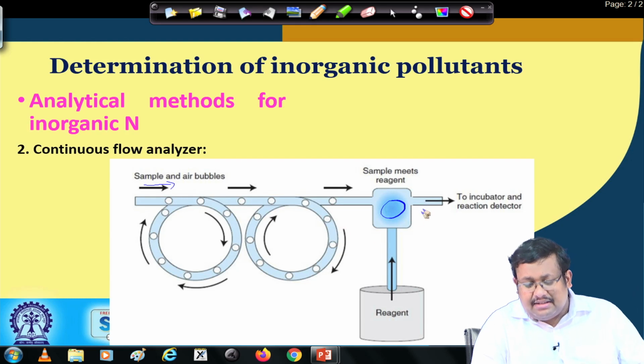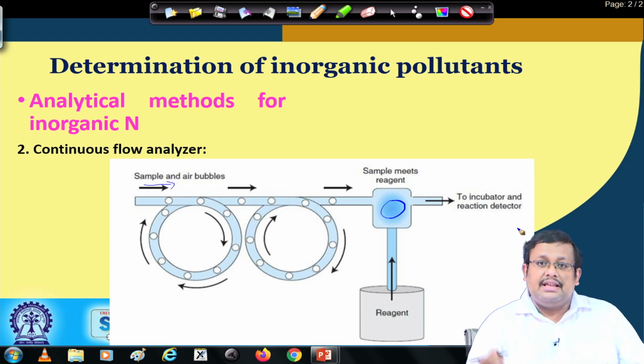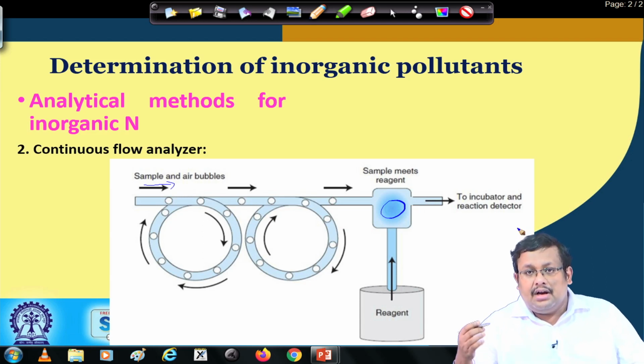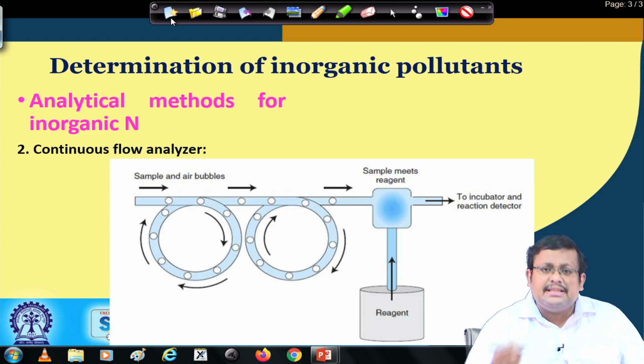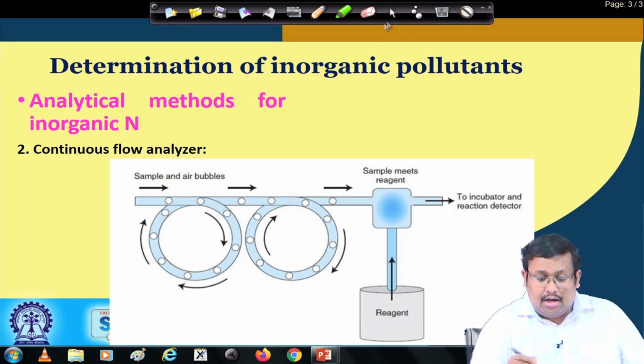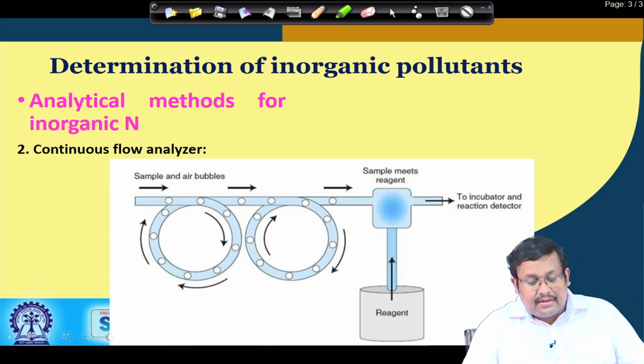and obviously after the mixing there are some chemical reactions, and after this chemical reaction they move to the incubator and reaction detector, where they are detected by the development of certain colors. So, this is how this continuous flow analyzer basically operates. It is basically the operating principle of this continuous flow analyzer.